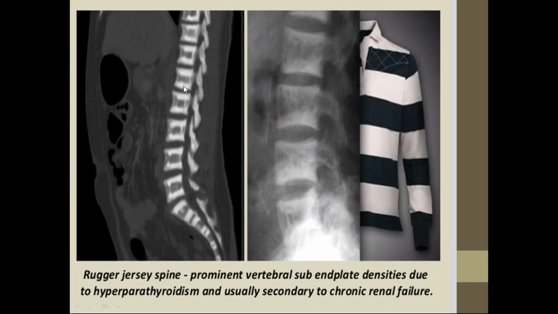So you can see, this is the resorbed bone. This is resorption of the bone. So that will look like a rugged jersey. Rugged jersey appearance is seen in the vertebral column of a hyperthyroid patient.